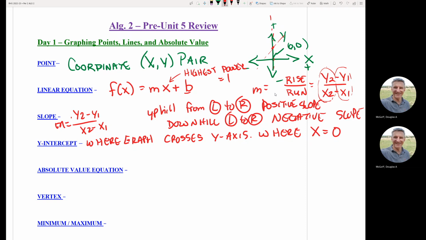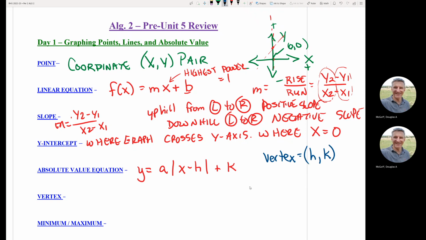Absolute value equation. Y equals A times the absolute value, x minus h, close the absolute value, plus K. Some notes about the absolute value. The vertex, which we'll talk about in a moment, is H, comma, K.